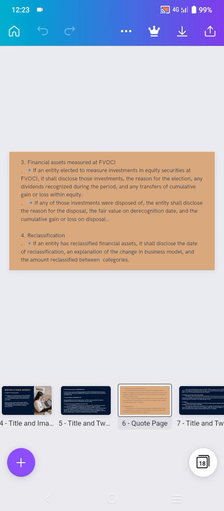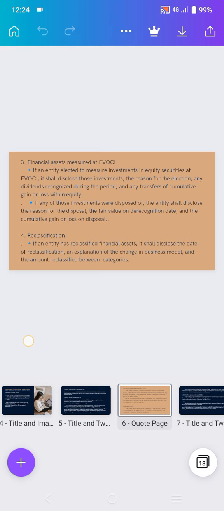If any of those investments were disposed of, the entity shall disclose the reason for disposal, the fair value on the recognition date, and the cumulative gain or loss on disposal. So, isa or alin man doon na investment na yun, kung nawala po man, yung entity niya na po, madi-disclose po yun for the main reason of disposal.